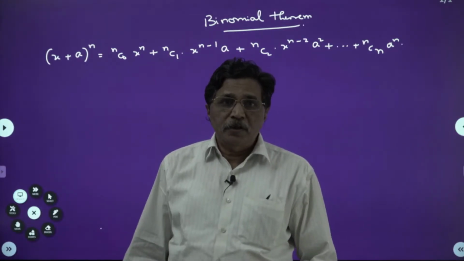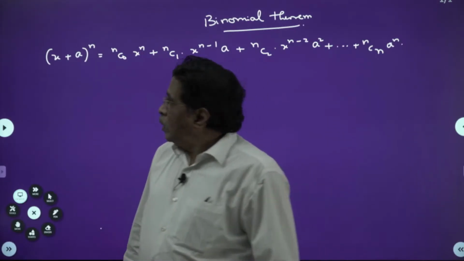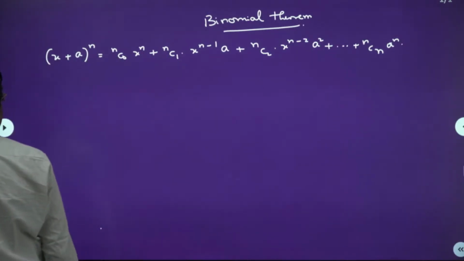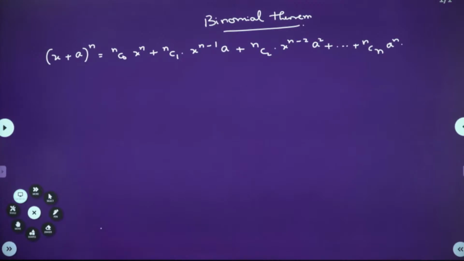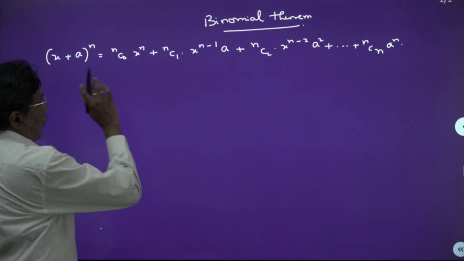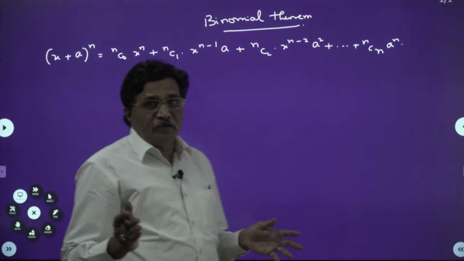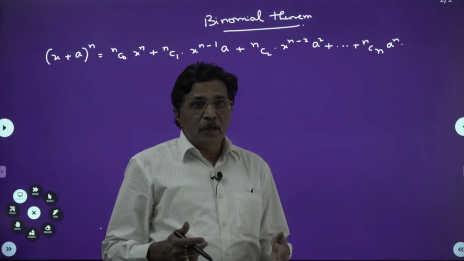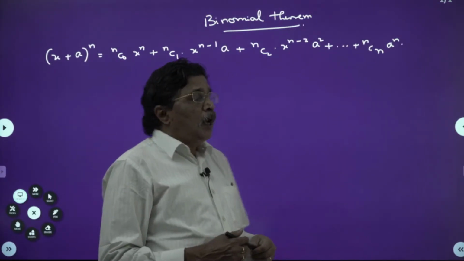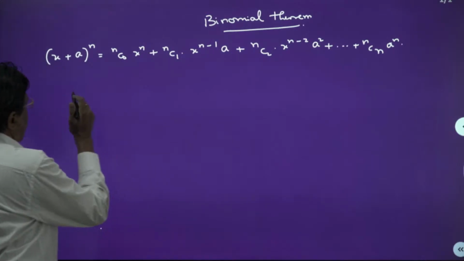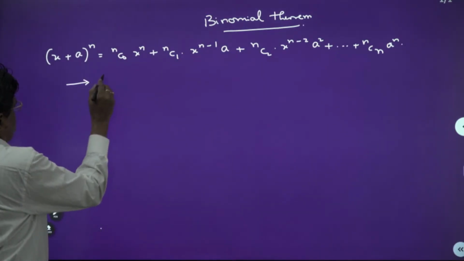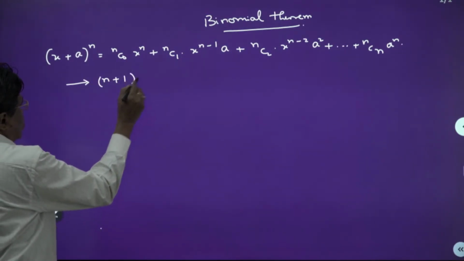Let us start with binomial theorem today. (x + a) whole power n expansion is this. The proof of this expansion is by mathematical induction. You can skip that for the purpose. And this expansion has n plus 1 terms.